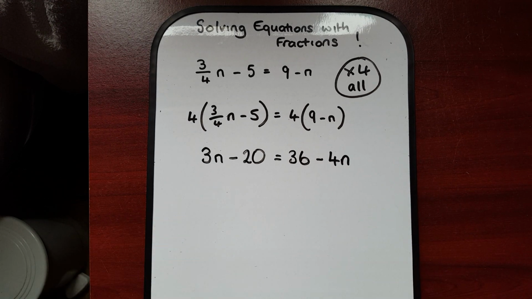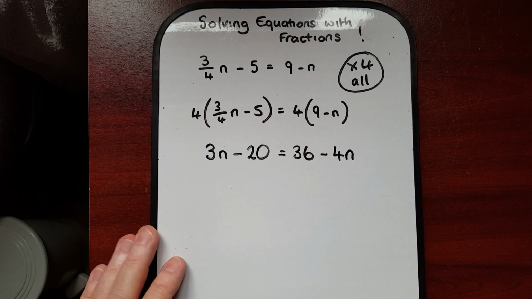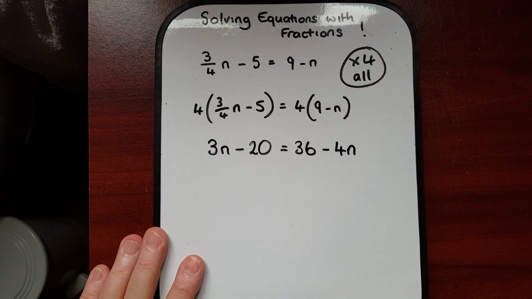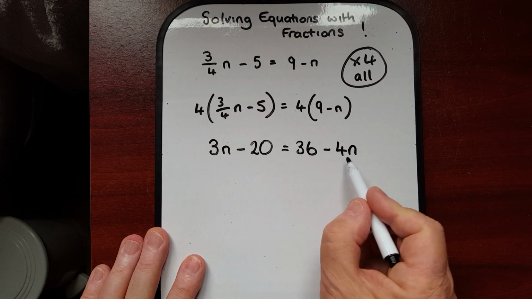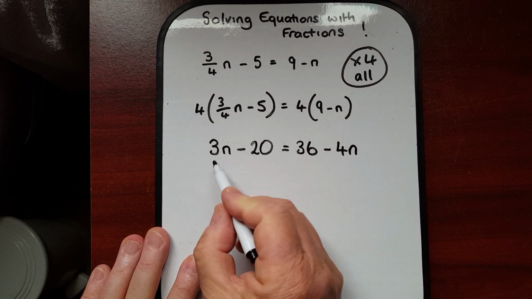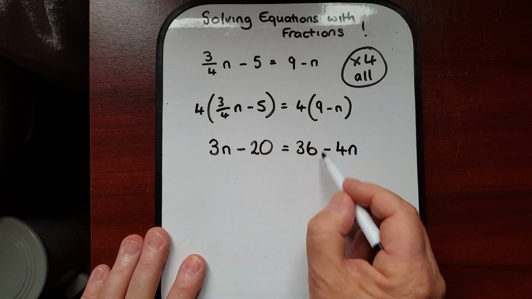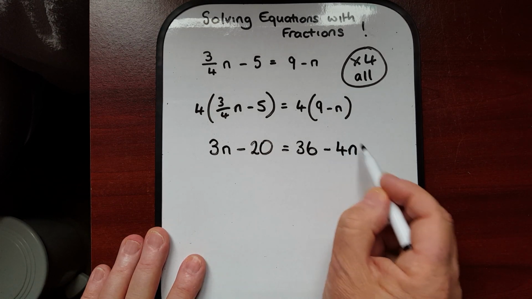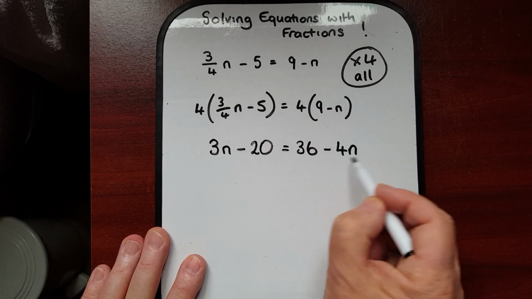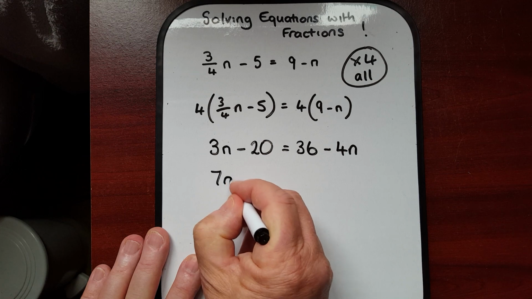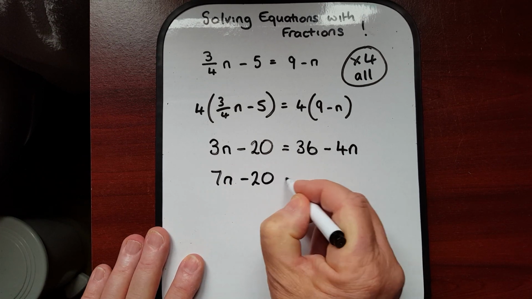And now it looks much more like a regular kind of question, doesn't it? What are we going to do with that now then? Well, let's see. I'm going to add the 4n to the 3n, because it's a minus 4, isn't it? So in order to make that disappear from this side, I've got to add 4n to this side. So that's going to be 7n minus 20 equals 36.